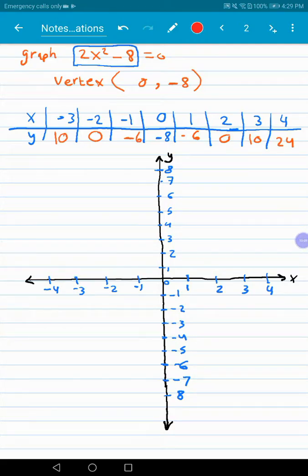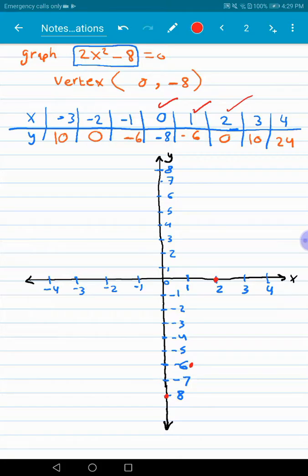Now we start plotting the points starting from the vertex, 0 and -8. 0 and -8, it's here. The graph, as we said, opens upward because a is positive. The second point, 1 and -6, it's here. The third point, 2 and 0, it's here. 2 on the x, 0 on the y.